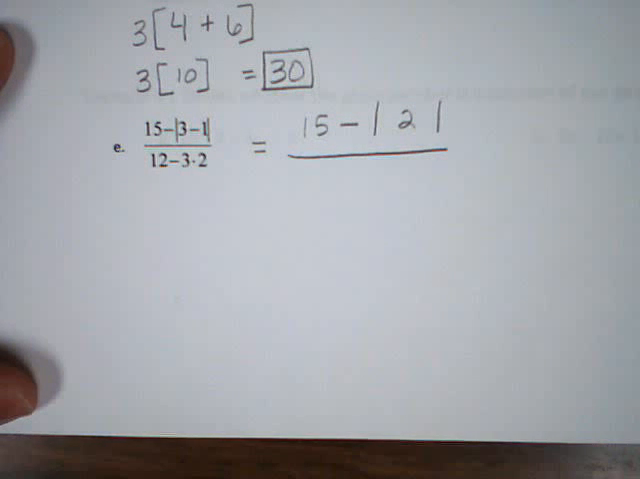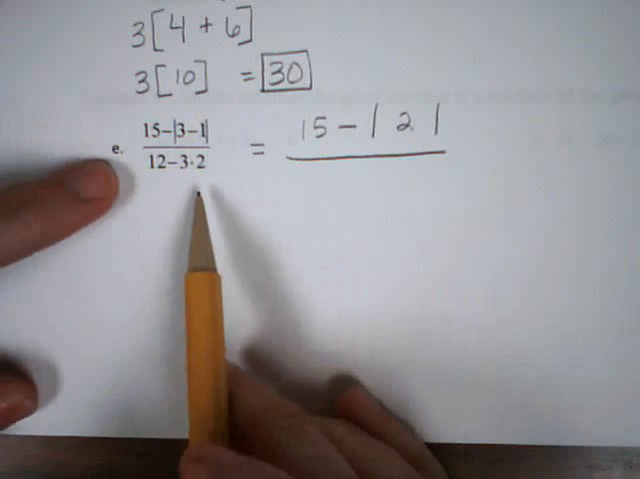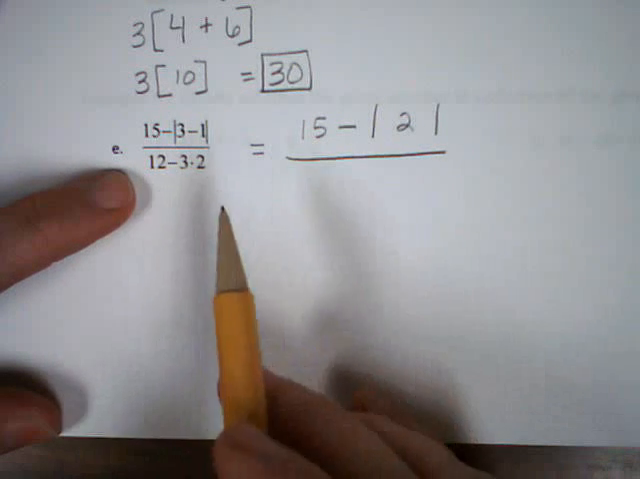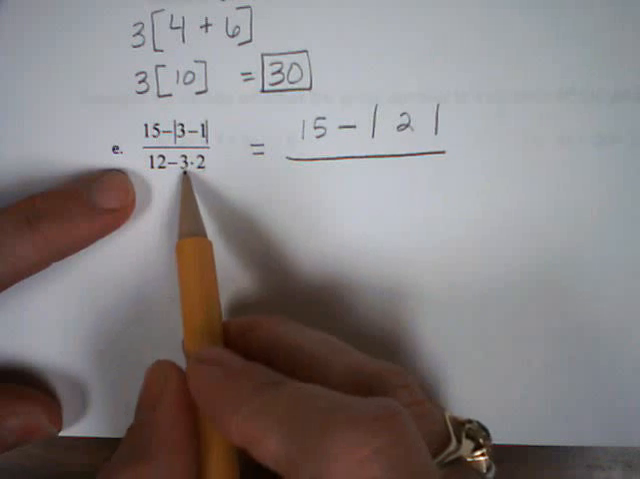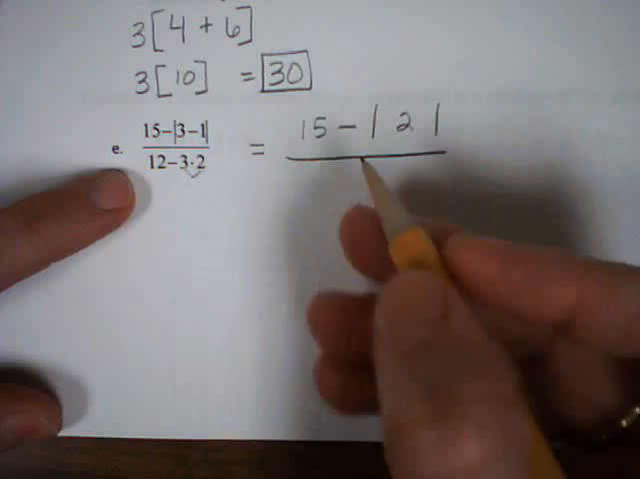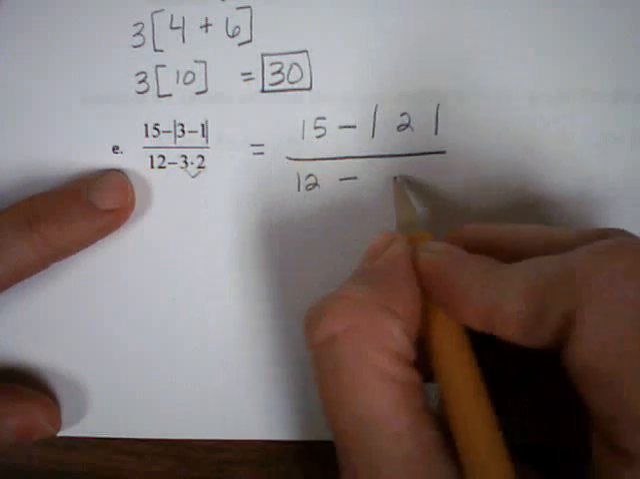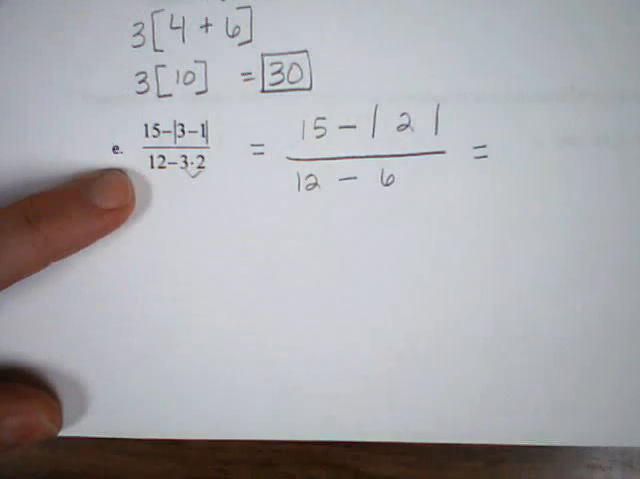Bring down my denominator. It's like a totally new problem here. I have 12 minus 3 times 2. Well, what do I do first? The multiplication. So this would be 12 minus 6.